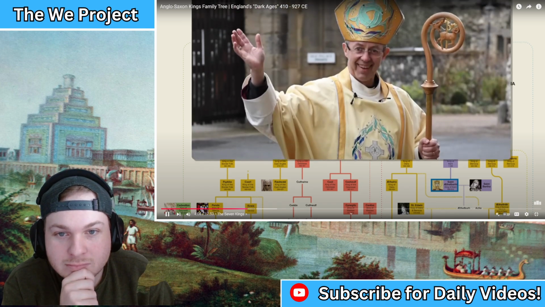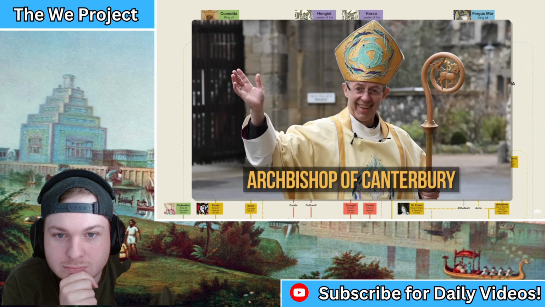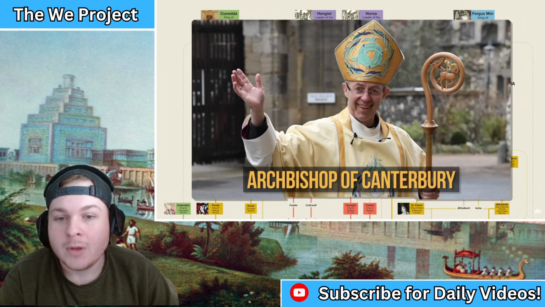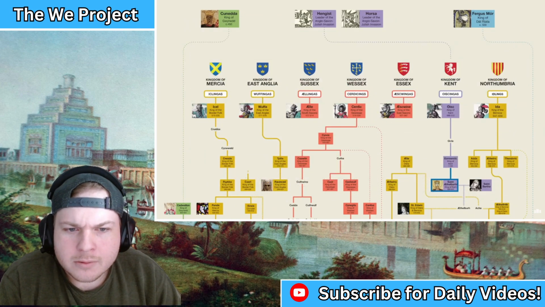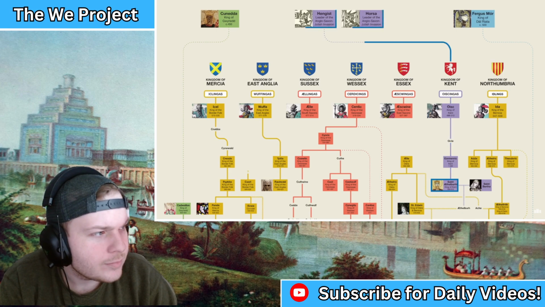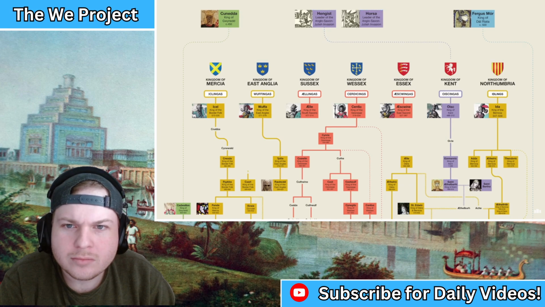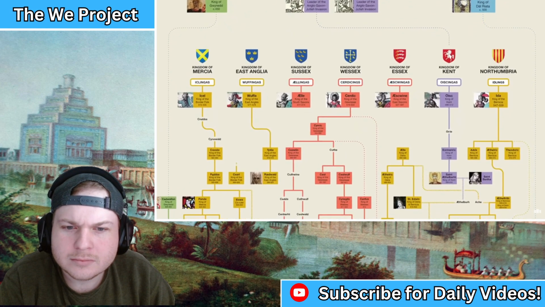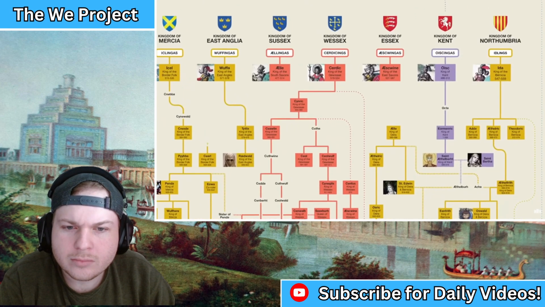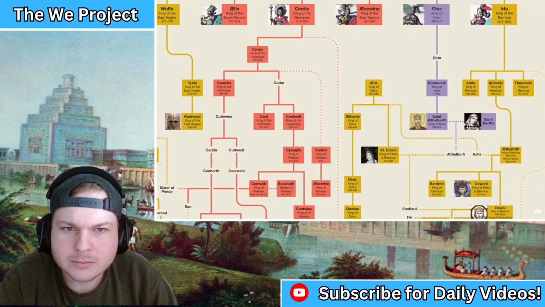Note that the current leader of the Church of England is known as the Archbishop of Canterbury, a title that traces its origins back to the Augustine who converted Athelbert. Athelbert was also supposedly a direct descendant of Hengist, Hengist and Horsa being the two legendary brothers who were said to have led the initial Anglo-Saxon invasion. For the remainder of this video, we are going to focus on the three largest Anglo-Saxon kingdoms: Mercia, Wessex, and Northumbria. Let's start with Northumbria.